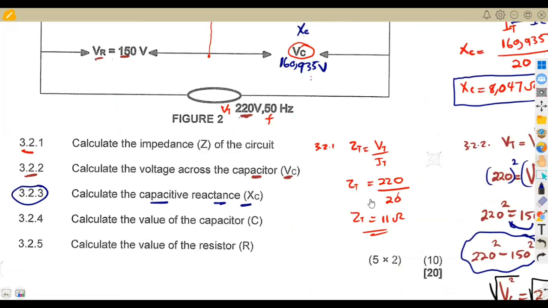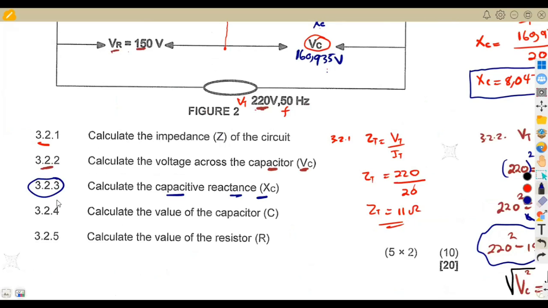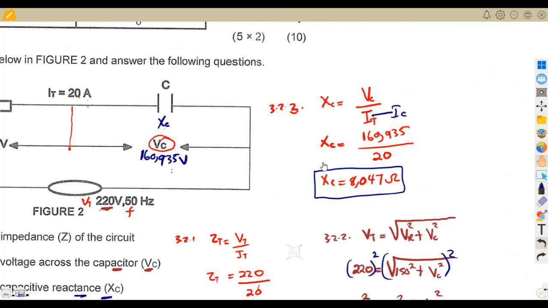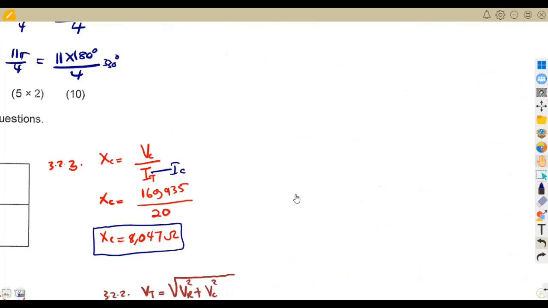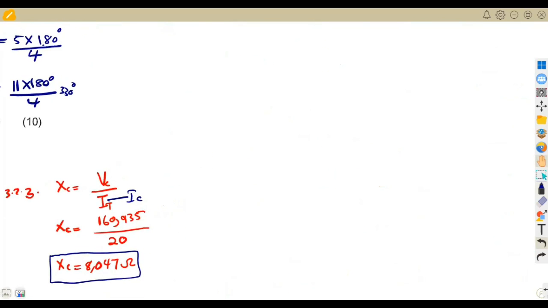Then after finding XC, now they want us on 3.24 to calculate the value of the capacitor C. All right, so where are we going to have the capacitor now? We are going back to frequency. Remember, our frequency here is 50 hertz. So taking this frequency and our XC here, we can calculate this. So we are going to formulate a formula now.